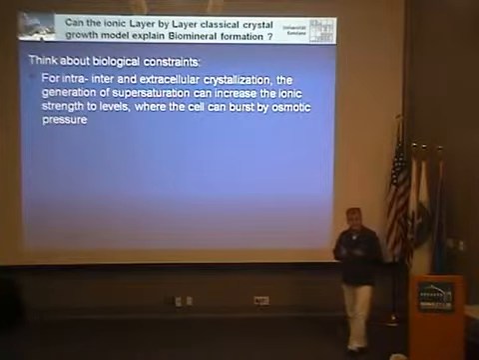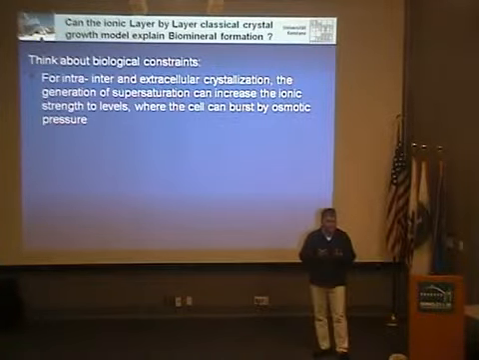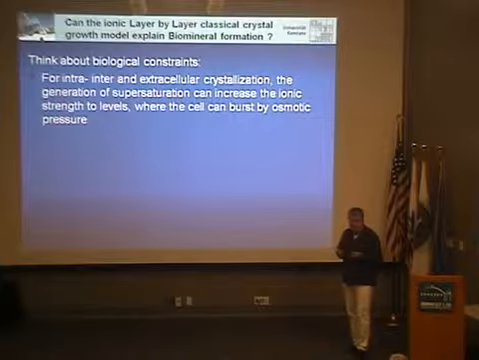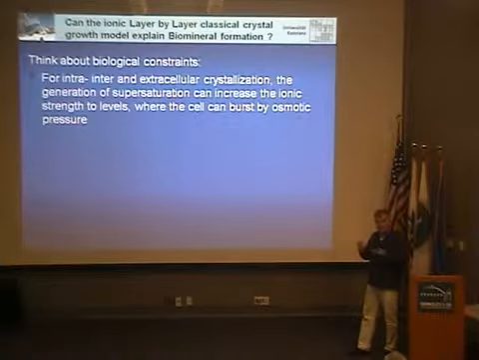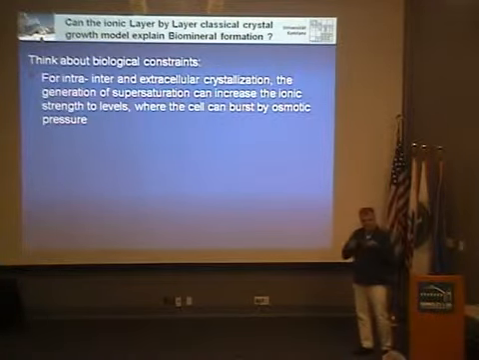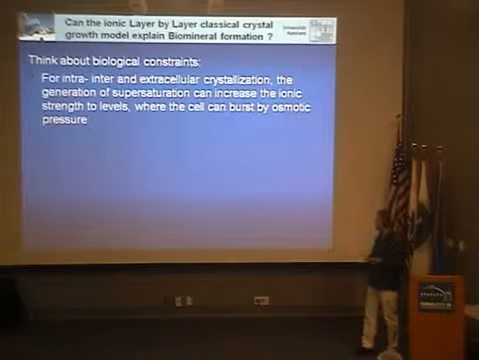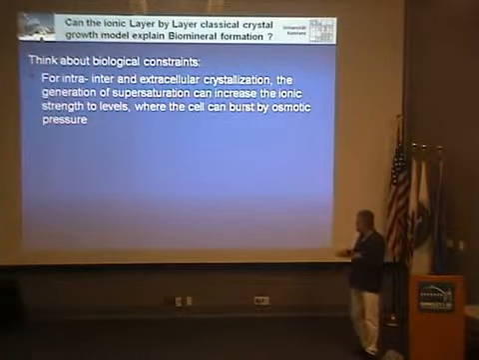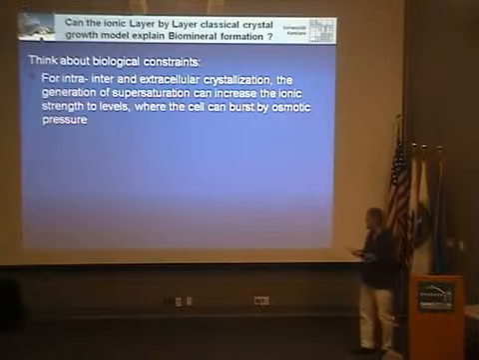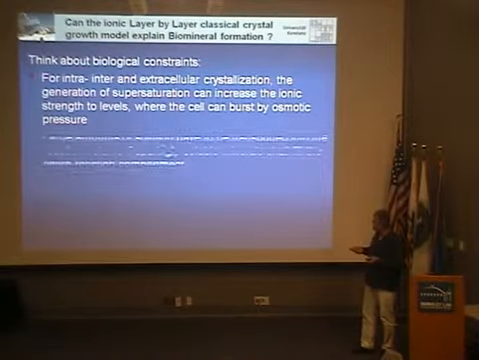And one big constraint is that it's usually taking place in a living system. That means cells are involved. So if you want to crystallize something in cells or outside cells, you'll have to think about the ionic strength. So if you increase the ion concentration to precipitate the crystal, you will also create an osmotic pressure. And that may be so big that the cell may burst. So it may not always be very advantageous to crystallize a mineral from ionic solution.